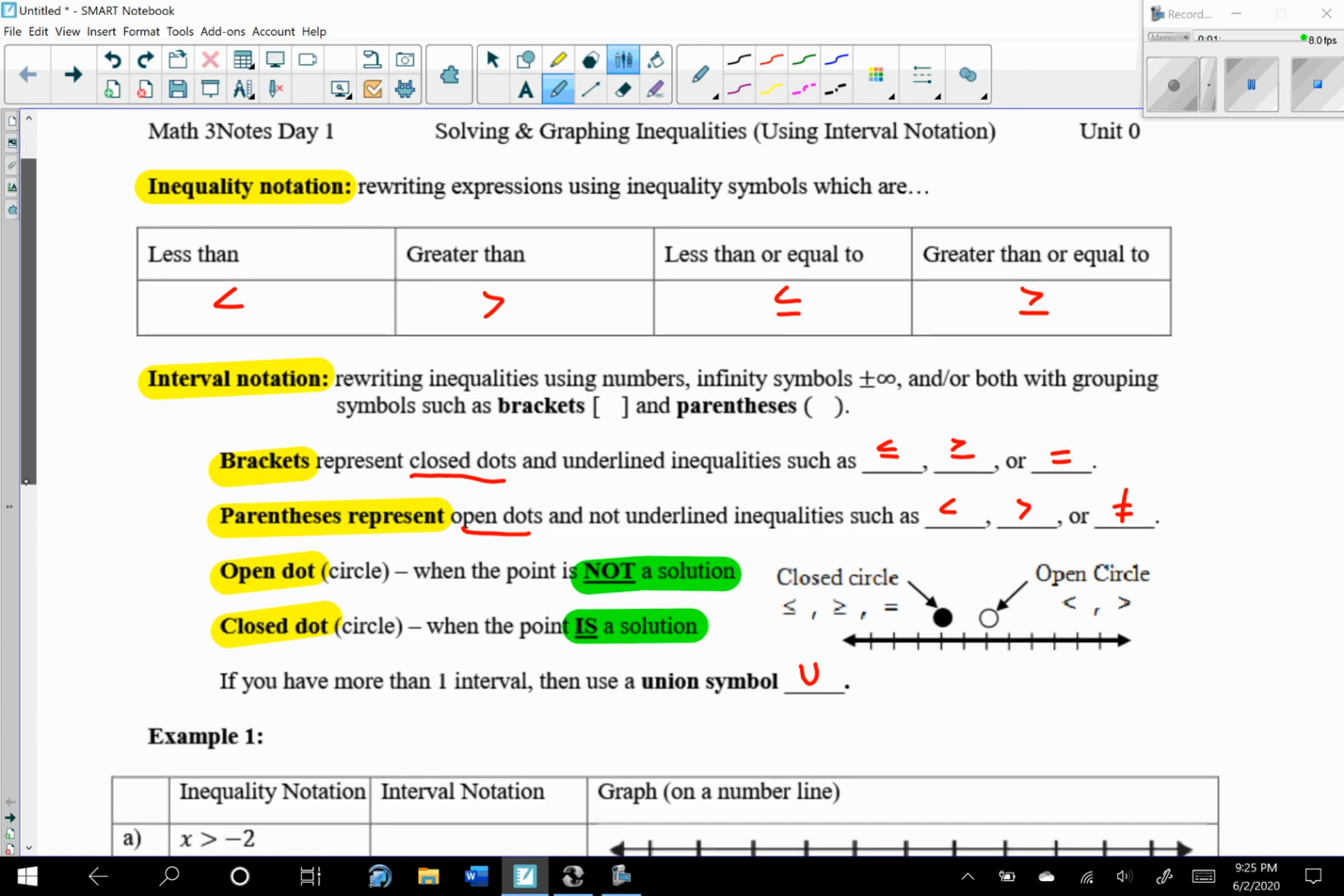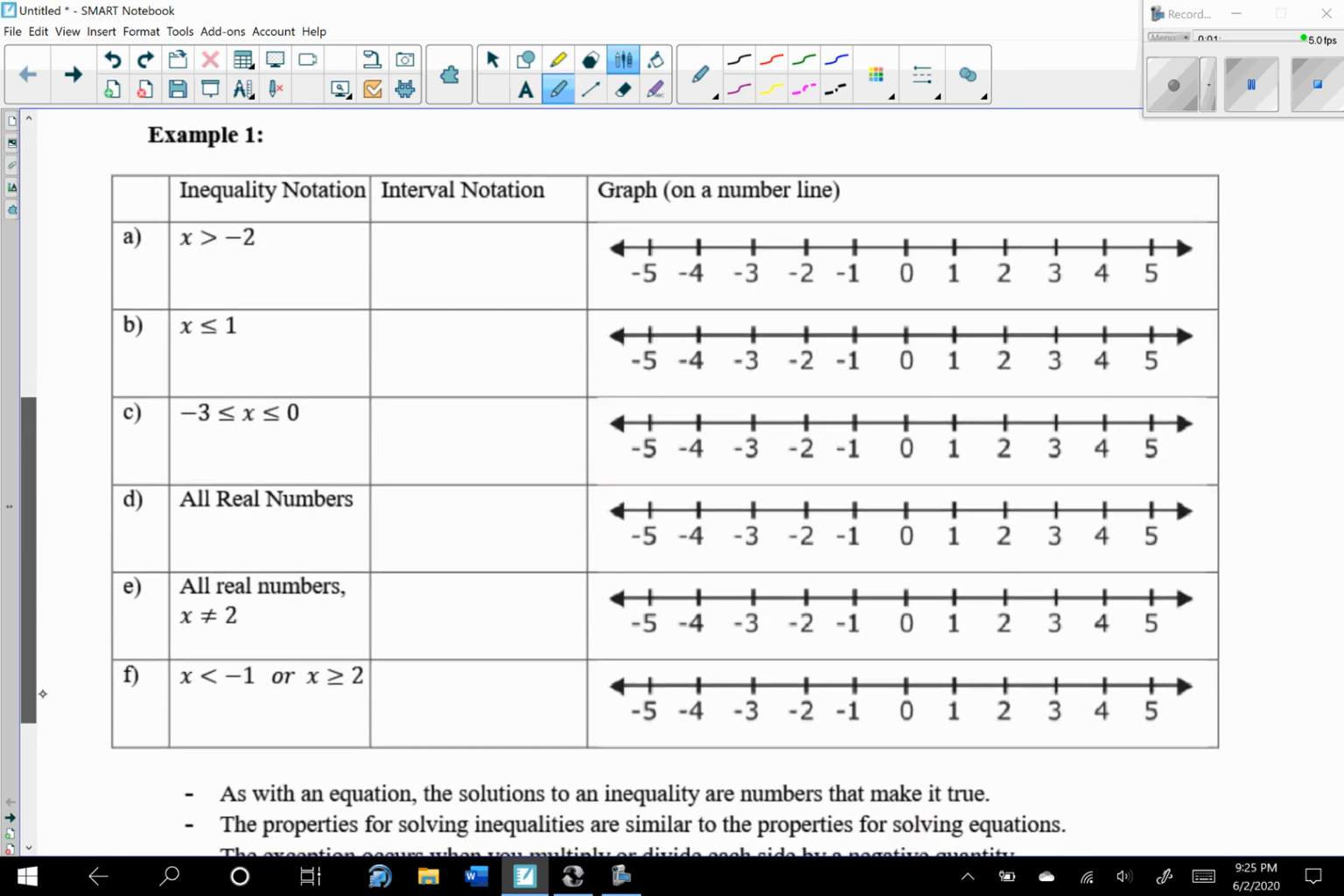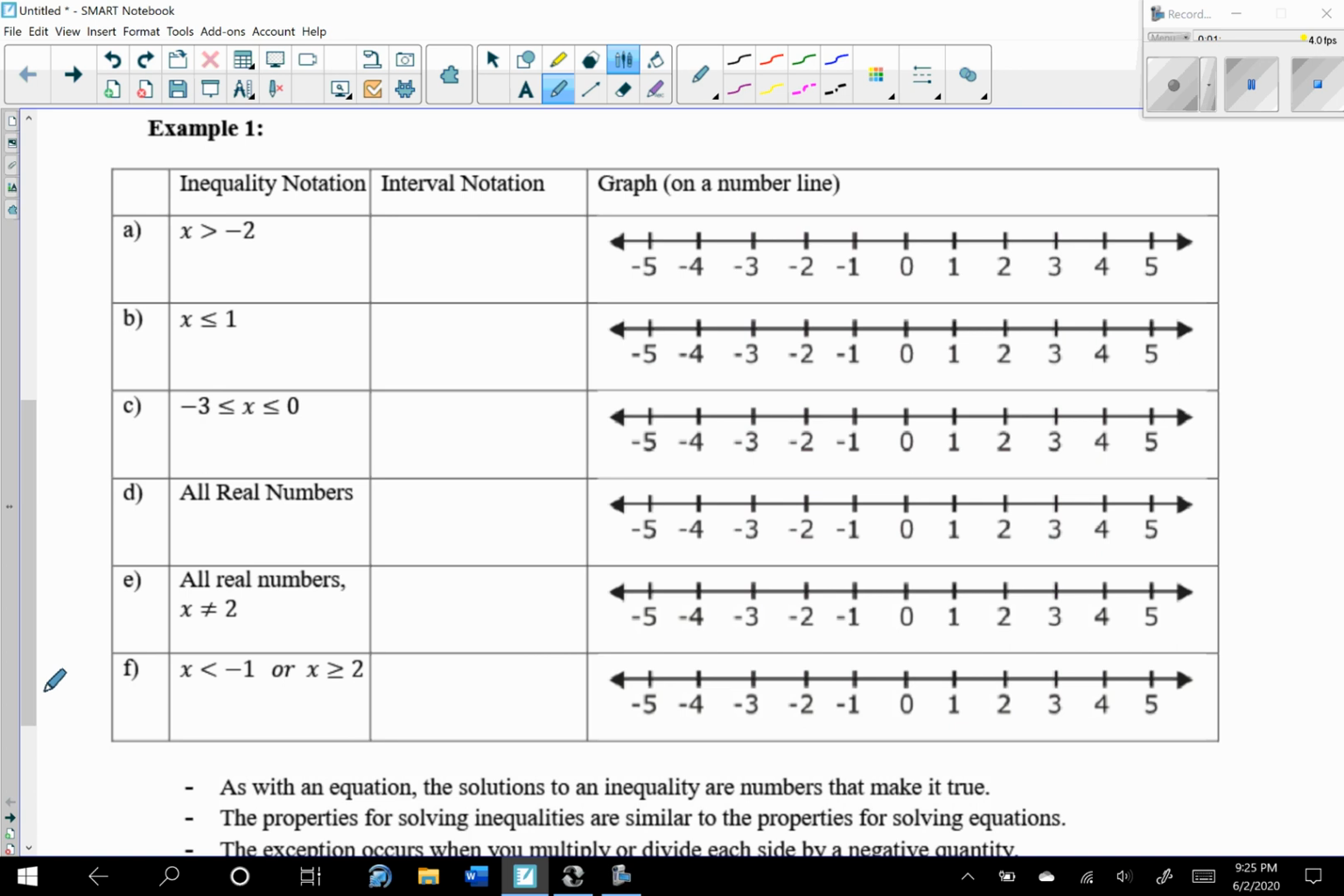So for this first example, go ahead and pause the video and do the examples A through F on your own, and then when you're finished, unpause to check your answers. Looking at A, we have the inequality notation, x is greater than -2. So on my number line, I'm going to go to -2, and I'm going to make an open circle because it's not equal to. And then when I shade my number line, I want to shade values that are greater than -2. So that's what my graph would look like on a number line.